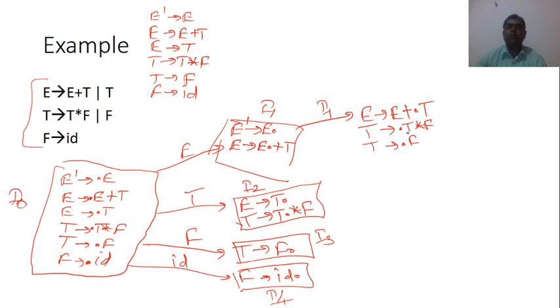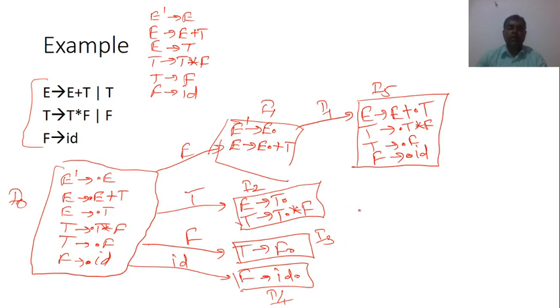Here after dot I am getting T, already added those productions. After dot I am getting F, so add all the productions of F: F → dot id. And after dot I am getting a terminal, so there is no need to add anything more. So this becomes our I5.